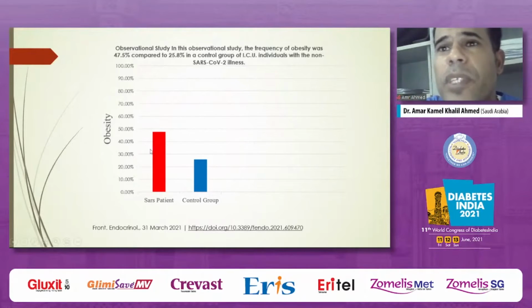The frequency of obesity was 47.5% compared to 25.8% in the control group, among ICU patients with SARS-CoV-2 versus the control group.